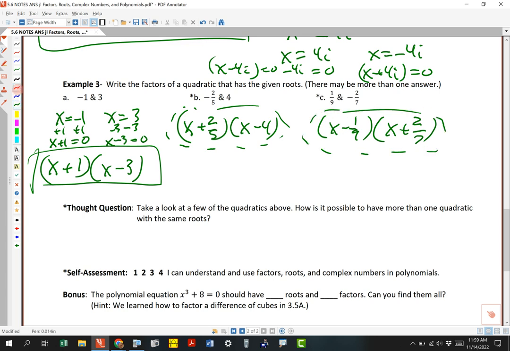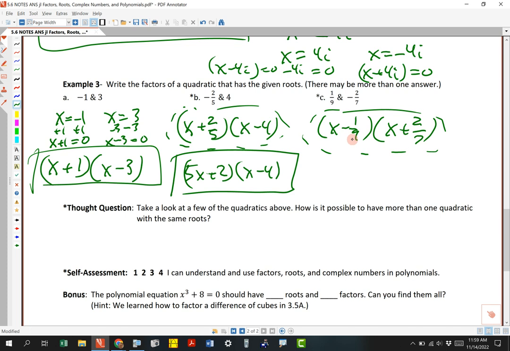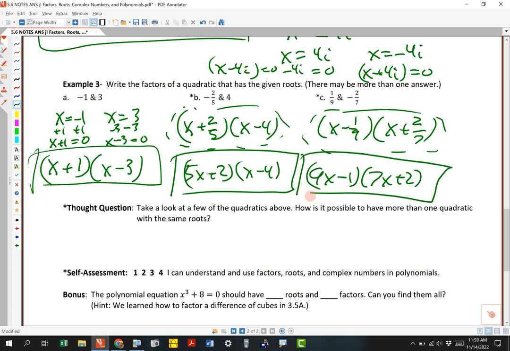This one is going to be, we're going to get rid of the 5. So this is going to be 5x plus 2. Nothing wrong with the x minus 4. This is probably the way we're going to write the answer. If I multiply this one by 9, 9x minus 1, and this one by 7. So this is going to be 7x plus 2. That's how we do that.